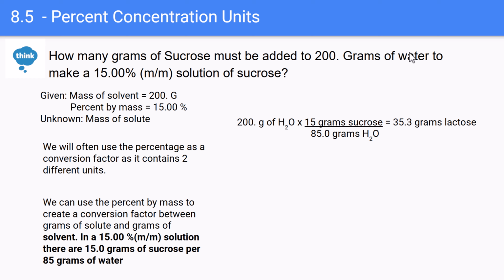So again, read the questions very carefully. Make sure that you fully know what's given and what's being asked for, and we can go through and figure these out relatively easily.